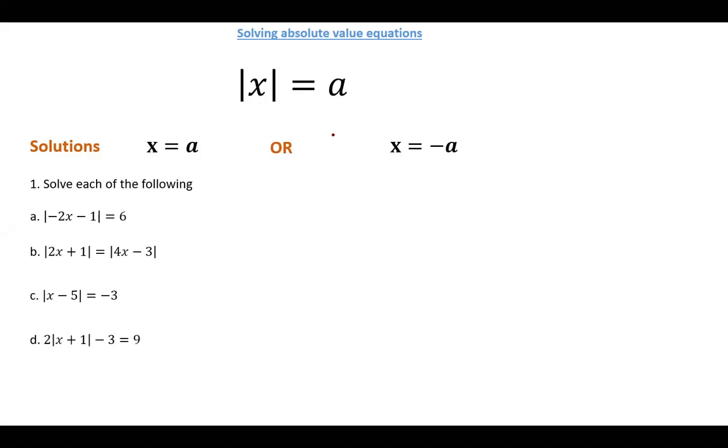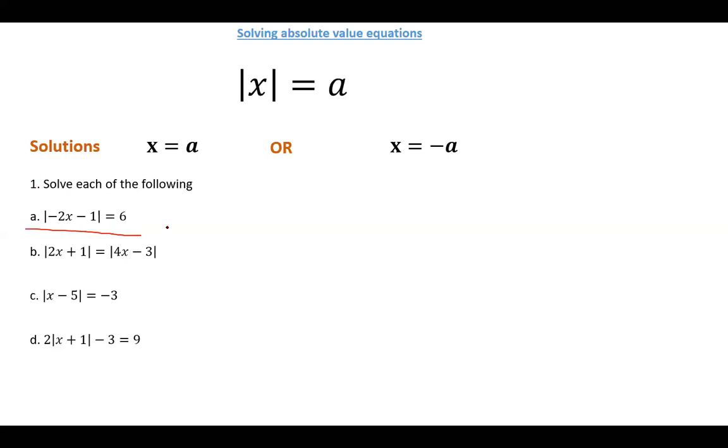A is saying the absolute value of -2x minus 1 is equal to 6. So how do you solve such an equation? How do you find the solution for this equation? Because our question here is saying solve each of the following. When you've been asked to solve something, it means that you have to find the solution. So let us now solve.